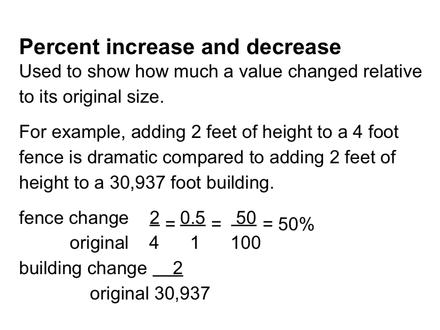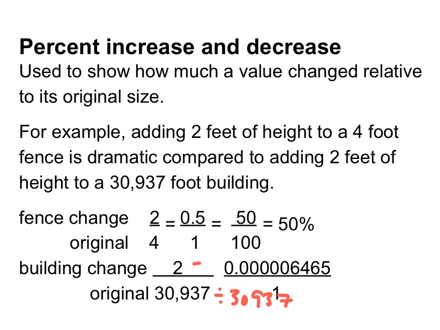Okay, now for the building, the change is 2. The original was 30,937, so I need to turn that into a percentage. I need the original to become 100. So I divided the top and the bottom by 30,937. And I did that to the numerator as well.